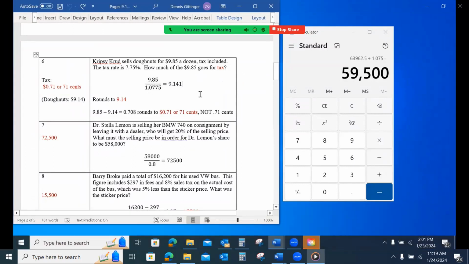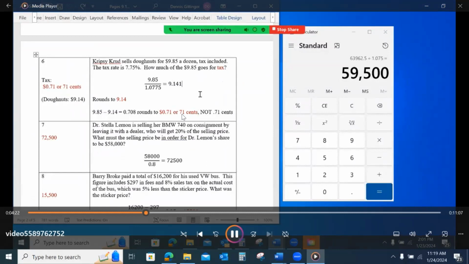And the one's not big enough. Now the question asks for the tax, and the tax is 71 cents, not 0.71 cents. Or you could write $0.71. Now, by the way, the donuts were $9.14 without the tax.